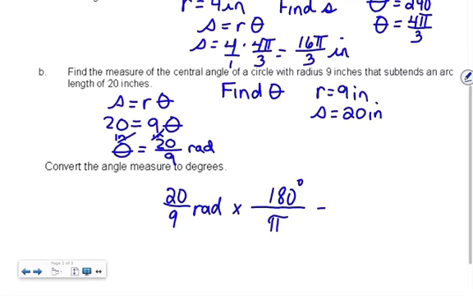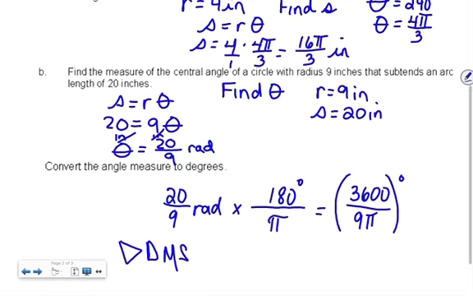Now let's say I didn't have a calculator. I could at least multiply the tops and multiply the bottoms. And couldn't I say the answer is 3,600 over 9 pi? But my question is, put in degrees, minutes, and seconds. Now we're combining another thing that we've done. See what you get.